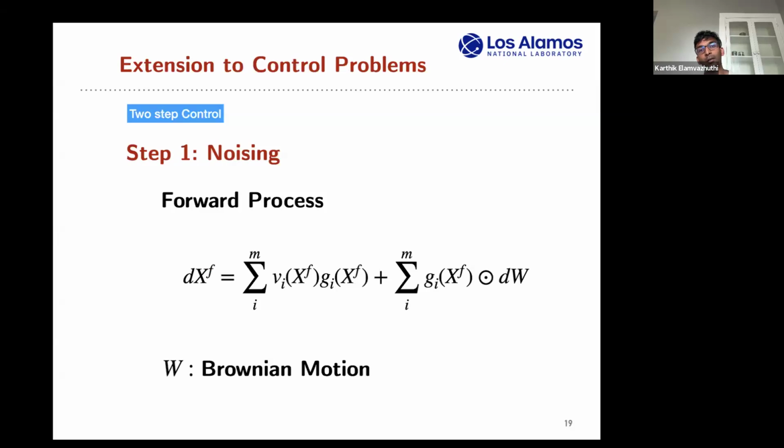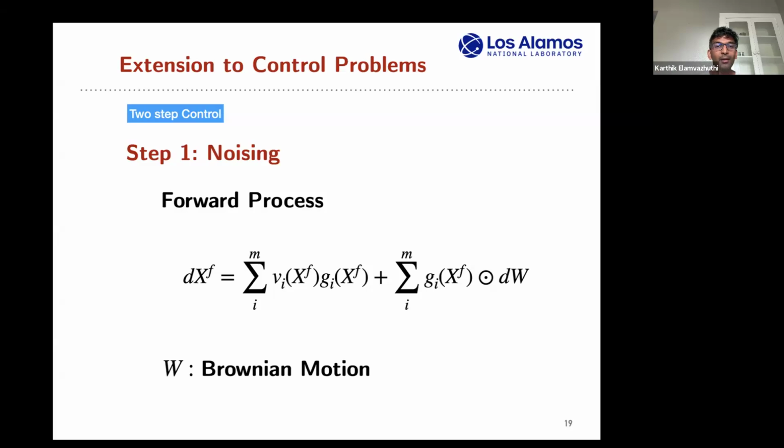So how do we do this? We mimic the same idea of noising, but we do it such that it respects the structure of the control problem. So in denoising diffusion in machine learning, you can apply noise in any direction.